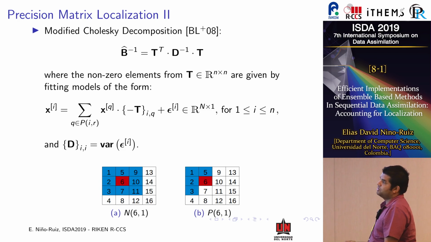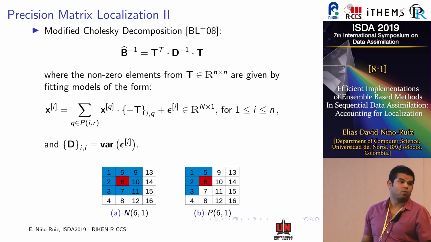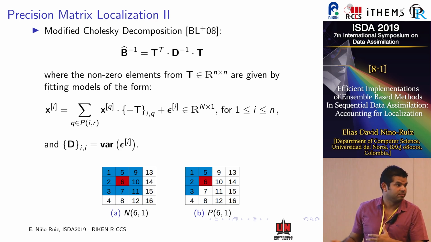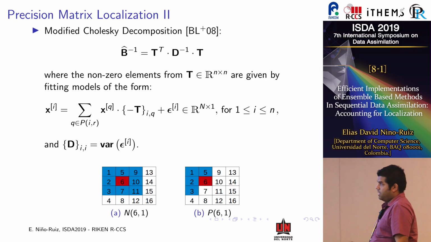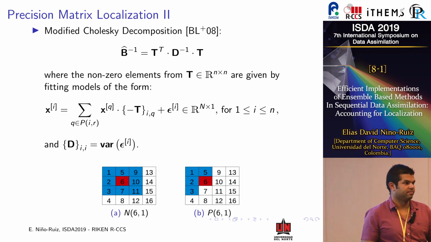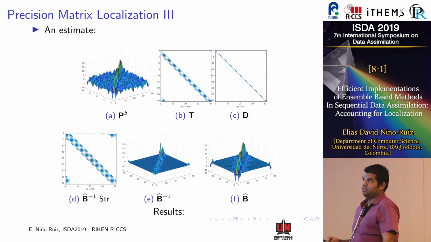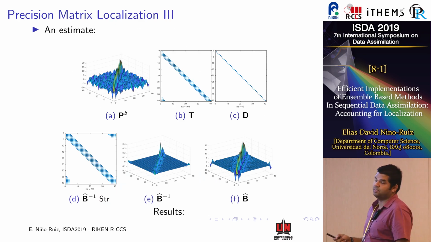So in this case, the predecessors will be all those components whose label is lesser than the one of interest, in this case, the number 6. In this way, we ensure that the covariance matrix factor, the T factor, is lower triangular, okay? It's lower triangular. So this is my PV, the sample covariance matrix.